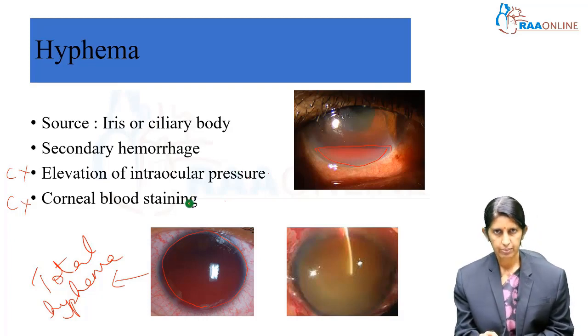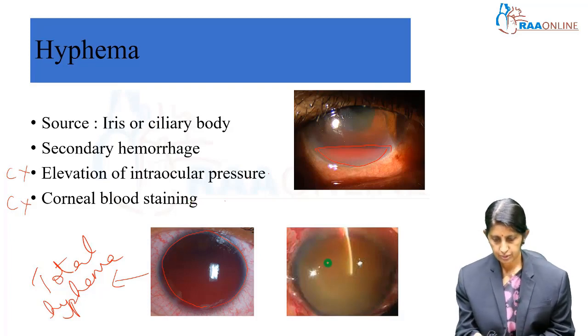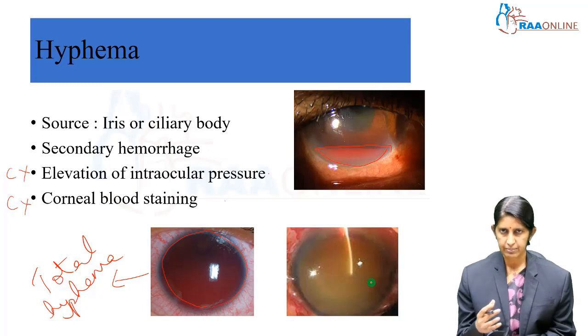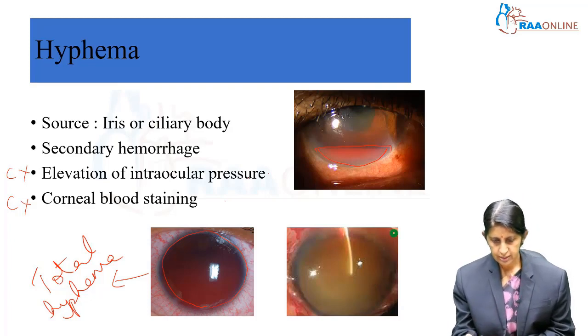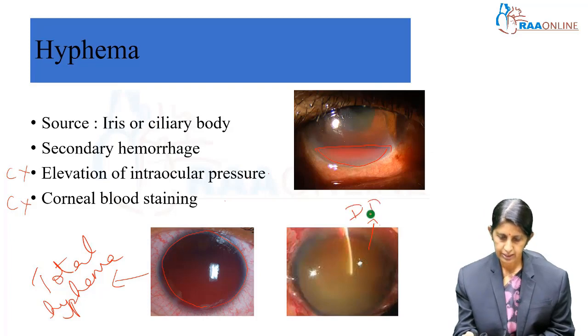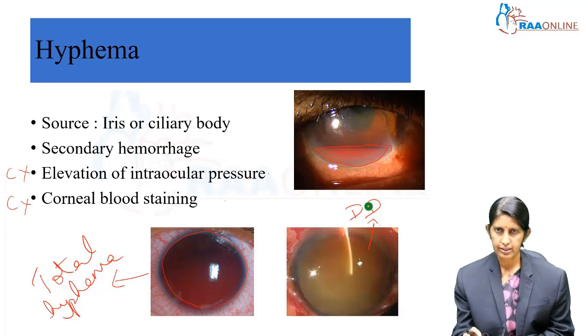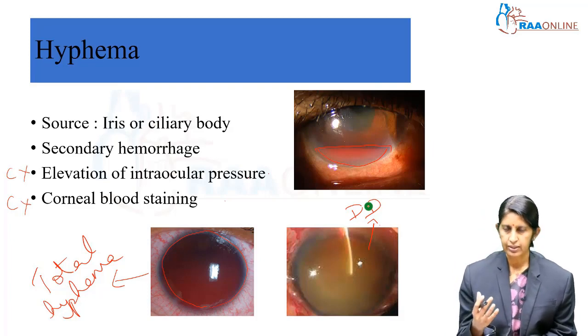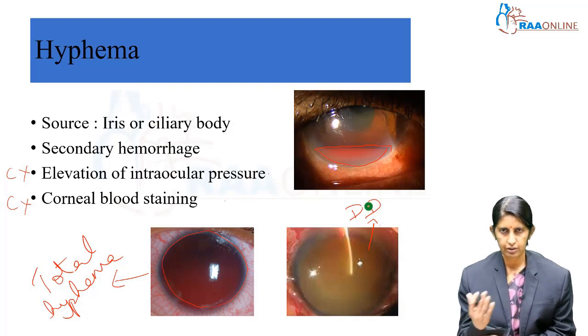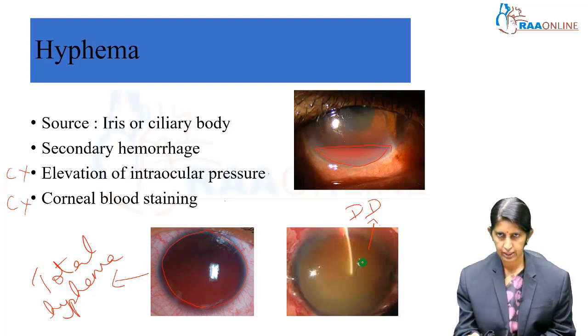Elevation of intraocular pressure has to be monitored in the patient, and corneal blood staining is what is seen in this picture. Although it doesn't look like a hemorrhage, it is actually the hemorrhage in the early stages. It will be red, but after some time, as it starts getting resolved, it will take on a different color. It becomes reddish, brownish, and then greenish. This is called corneal blood staining, and the important point is that the differential diagnosis for corneal blood staining is a dislocation of a clear lens into the anterior chamber. It almost looks as if the normal crystalline lens in the eye is dislocated into the anterior chamber. So that is the differential diagnosis.